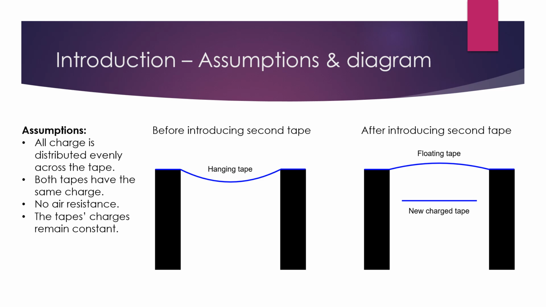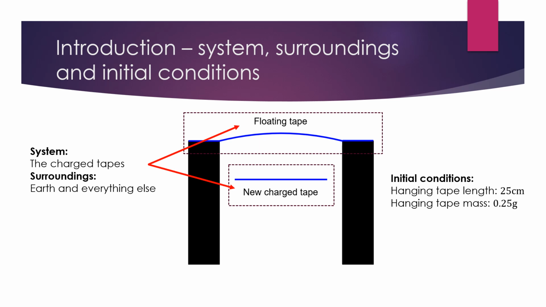Some of the assumptions made are that all charge is spread evenly along the tape, that both tapes have the same charge, there is no air resistance, and the tape's charges remain constant. As we can see in the diagrams, the tape is originally hanging, but after introducing another charged tape below it, it starts to float. The system consists of the charged tapes, while the surroundings are everything else, including Earth.